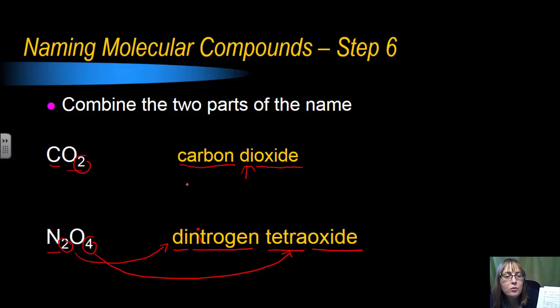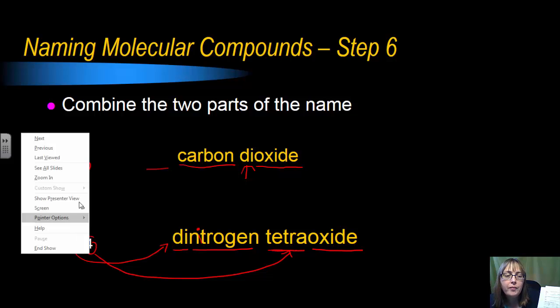So when I look at these words, I have carbon dioxide. I know that there's no prefix here at the beginning, so there's only going to be one carbon. And dioxide, I know that there's going to be 2 oxygens. Dinitrogen, there's 2 nitrogens. Tetraoxide, there's 4 because I've got tetra, and there are 4 oxygens right there.